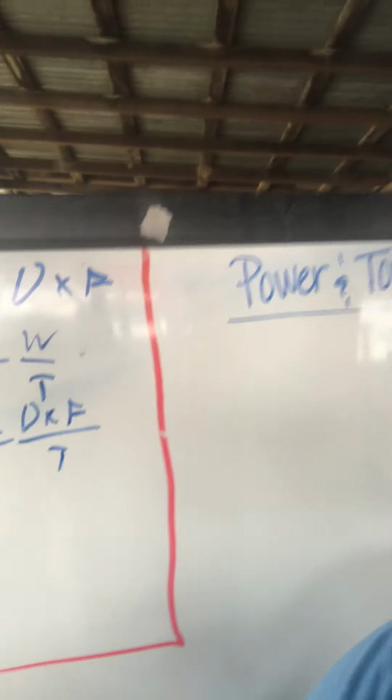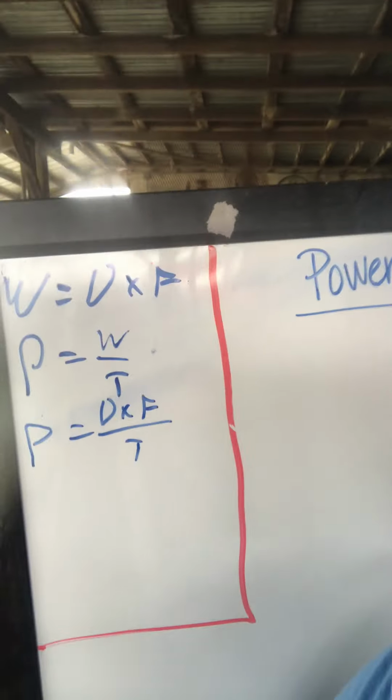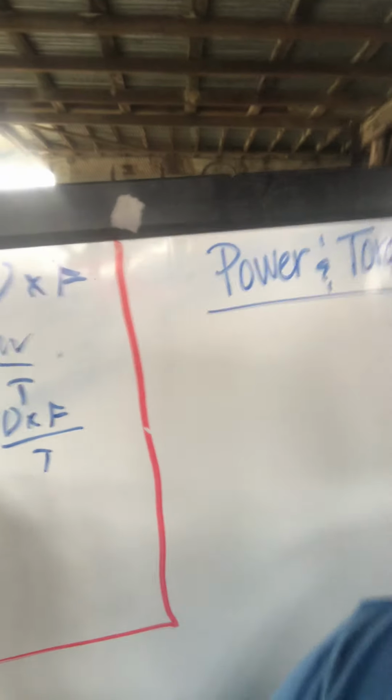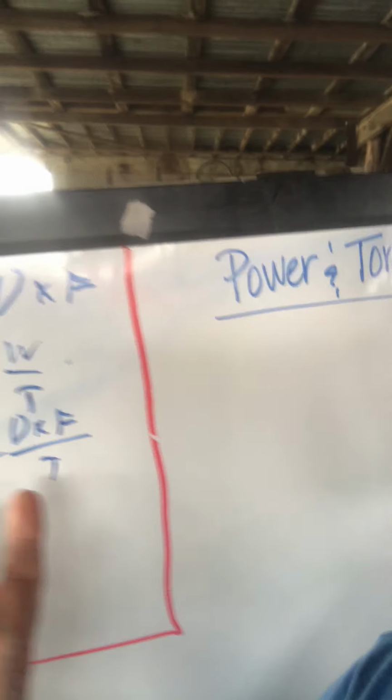So we left off yesterday with the power formula, where power equals work divided by time, or the exploded version, power equals distance times force divided by time.